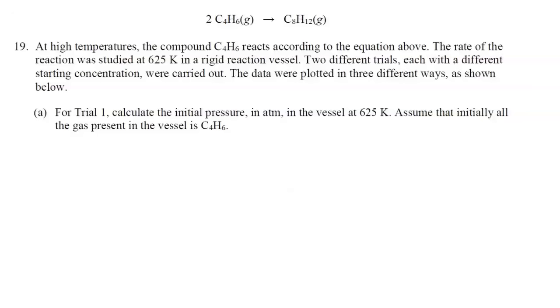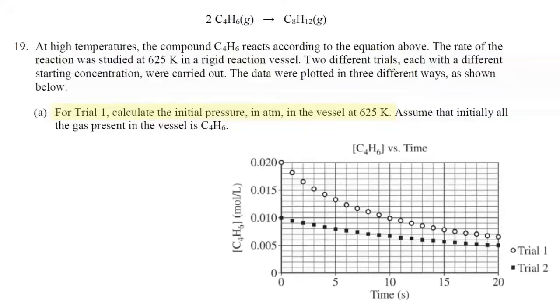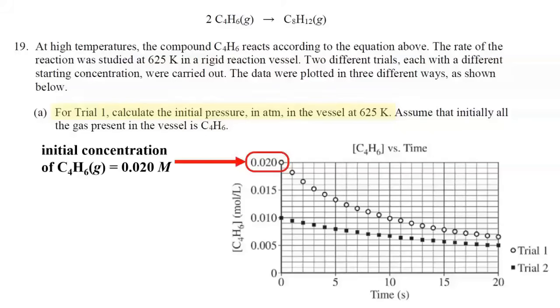Part A. For trial 1, calculate the initial pressure in atmospheres in the vessel at 625 Kelvin. Assume that initially all the gas present in the vessel is C4H6. So on that graph of concentration versus time, for trial 1, which are the white circles in the diagram, the initial concentration at time 0 is 0.020 moles per liter. Now we're trying to figure out pressure.